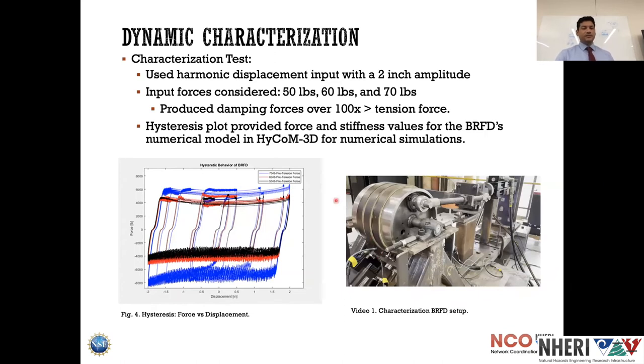Characterization tests using a harmonic displacement allowed us to construct this hysteresis plot here, and it demonstrated that the BRFD, with very little input tension force, can put out over 100 times the amount of damping force compared to the tension force required to produce it. Also, from this same hysteresis plot, we were able to get stiffness and force values that were used in OpenSees 3D to model the BRFD for numerical analysis.